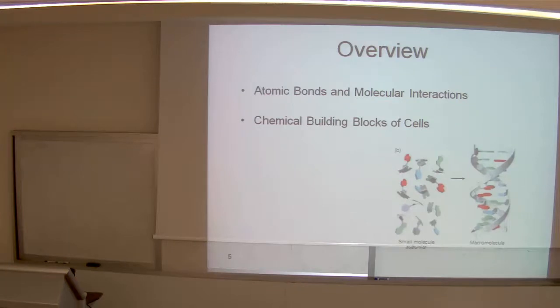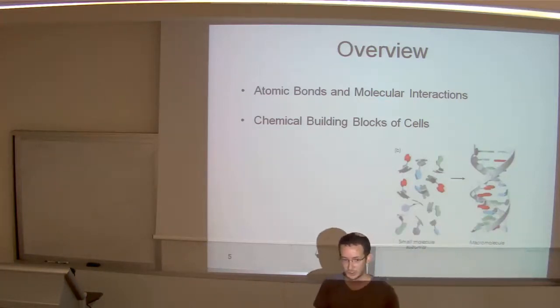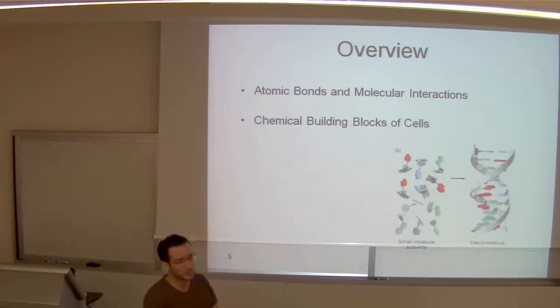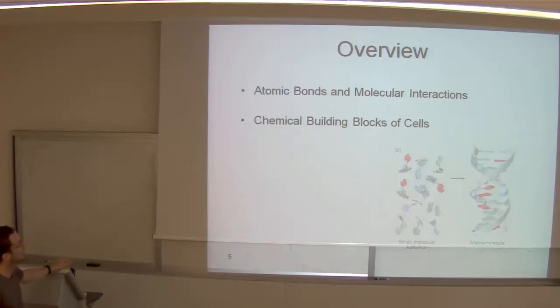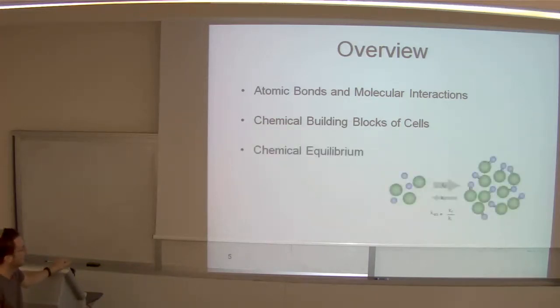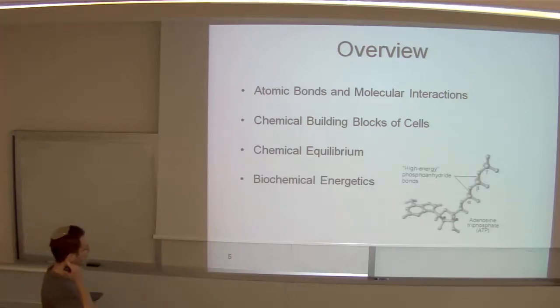We will meet a general concept of chemical building blocks in the cell. Macrostructures are built from monomers, from single units that comprise bigger structures. It's true for many levels of biology, so we will introduce this concept of building blocks. We will get to know the idea of chemical equilibrium, of chemical equations. And we will end by saying a few words about biochemical energetics.